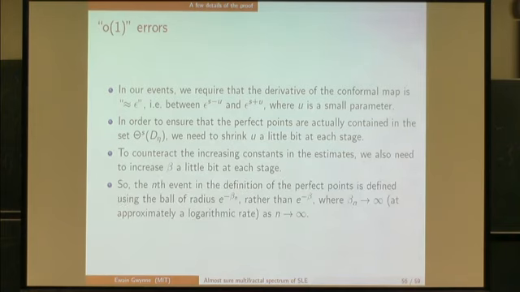So what really happens is that in the definition of the nth event, we don't really have a beta at each stage. What we have is a beta n, which grows at approximately a logarithmic rate as n goes to infinity. So at each stage, you're not growing up to the first time they hit a ball of fixed size. The ball gets a little bit smaller at each stage of the construction.